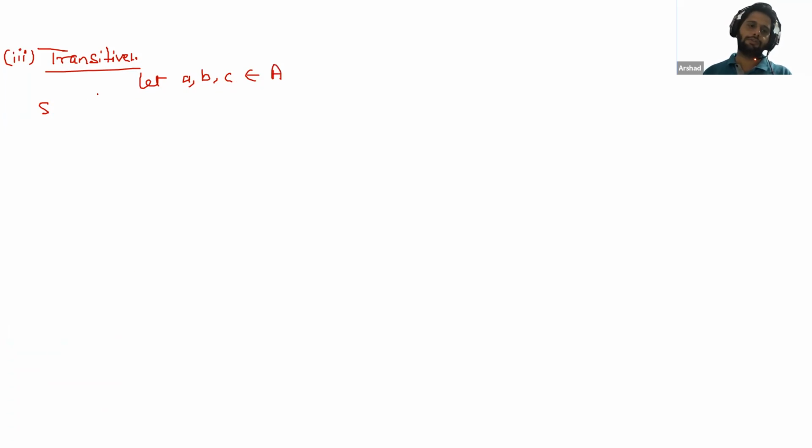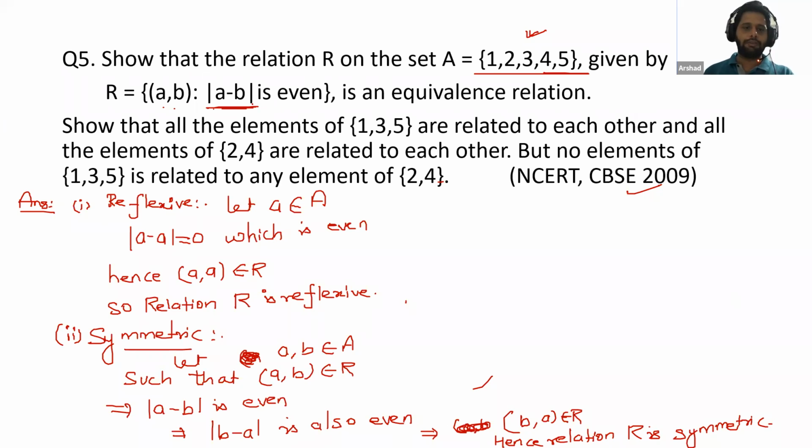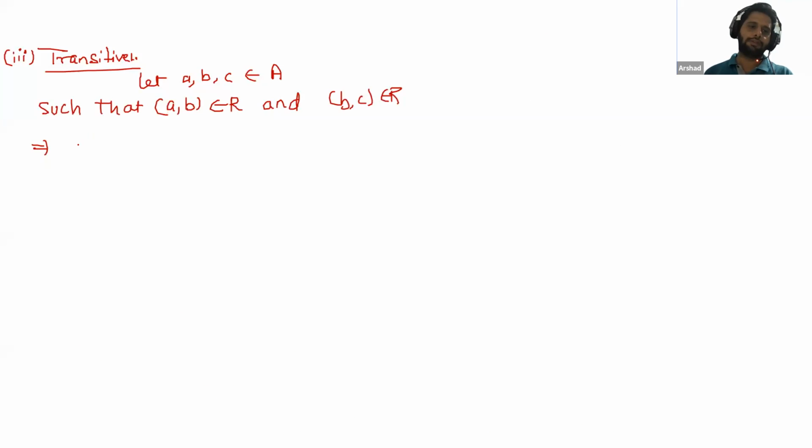A belongs to the relation, A comma B belongs to the relation R and B comma C belongs to the relation R. This implies, okay, now if you check the previous case, here we have AB given. So this implies modulus A minus B is even and modulus B minus C is even. Now A minus B is even.